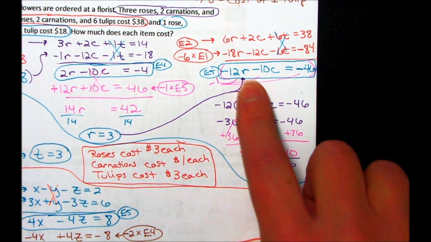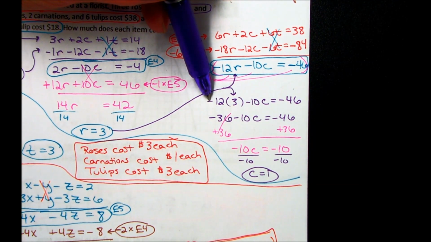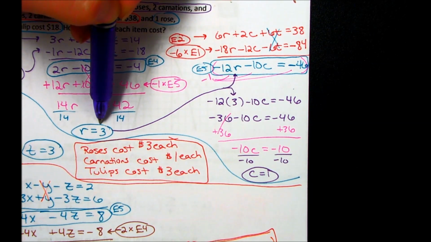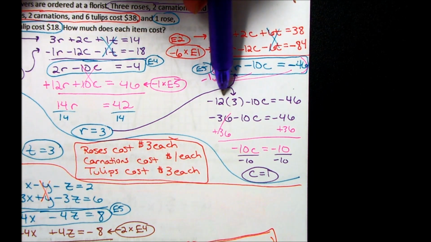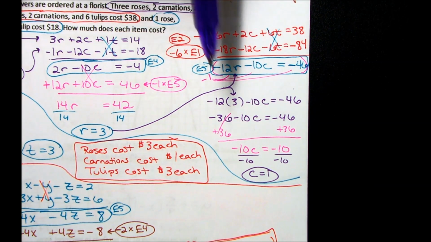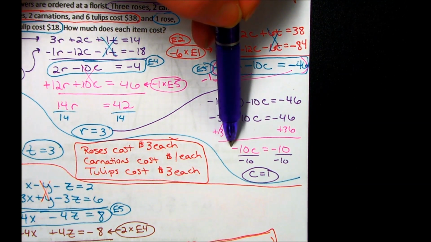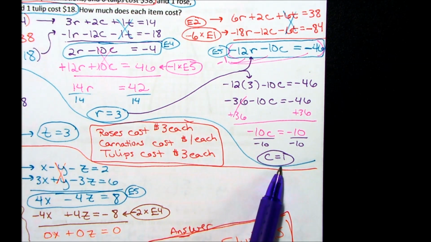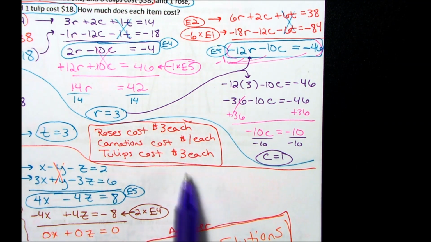I chose to put it into equation 5 because I had room underneath. So this negative 12 is going to be multiplied by 3, since that's what my r equals. And then minus 10c equals negative 46. Order of operations, make sure you multiply the negative 36, bring down those other two terms, add 36, which gives you positive 10, then divide by negative 10, which gives me positive 1. So the carnation is going to cost $1, the rose is going to cost $3, but we still need to find the cost of the tulips.